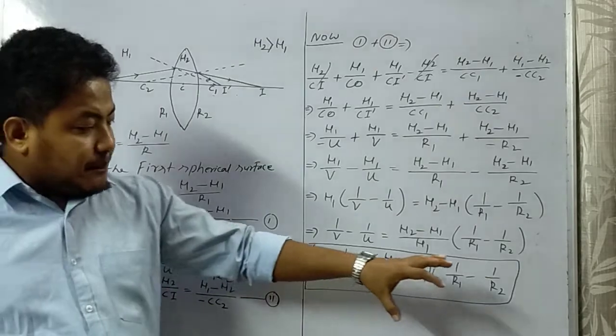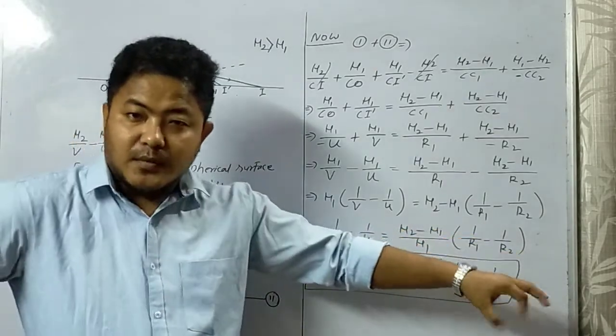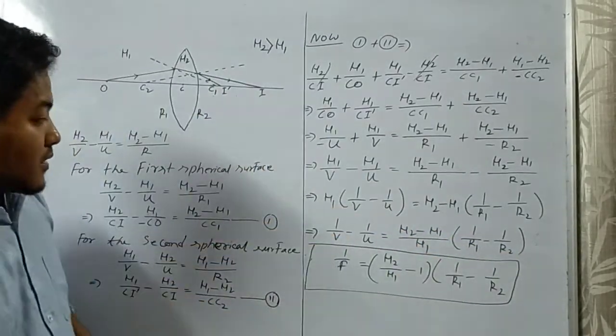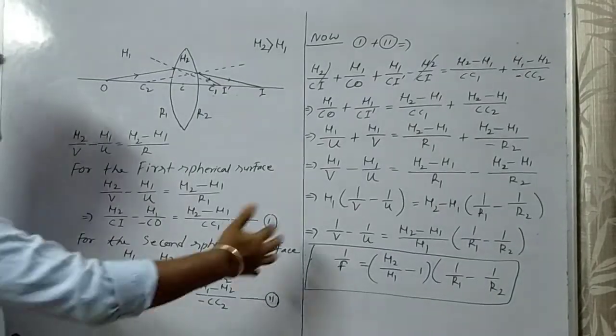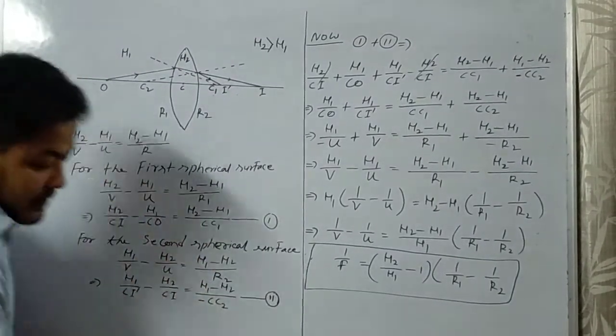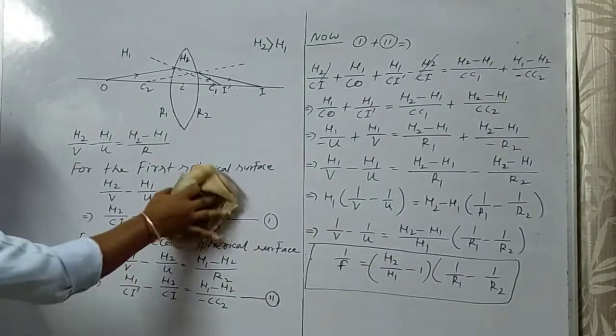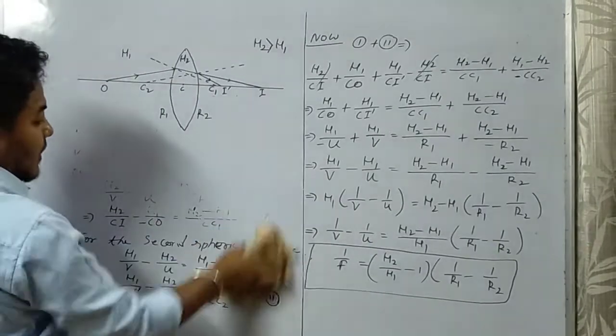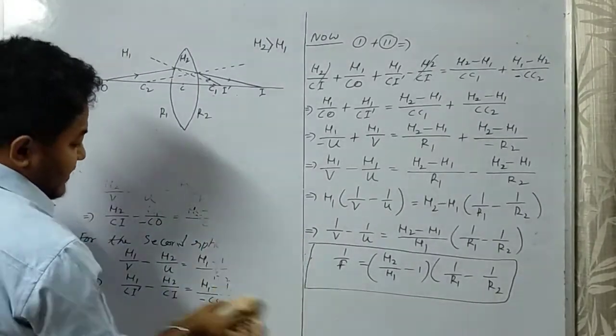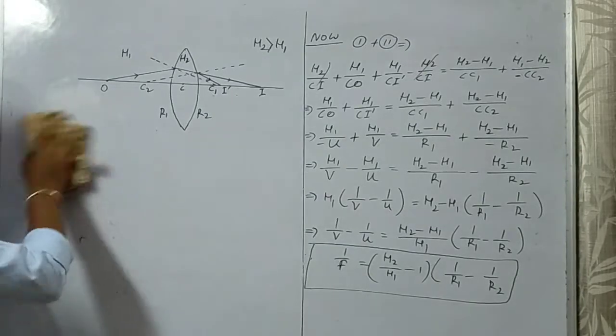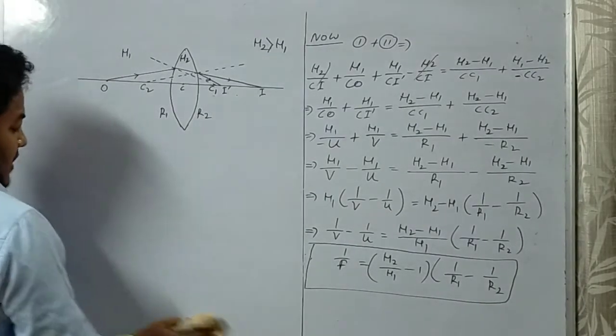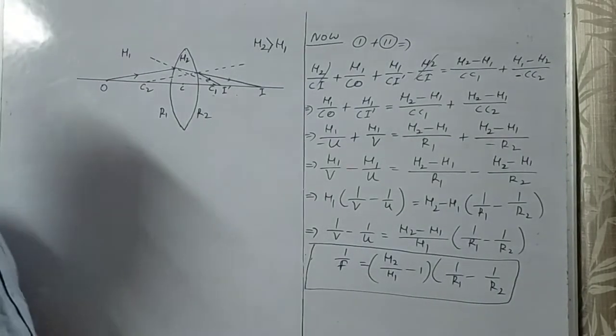But there is a special case in this particular derivation. I'm rubbing this part and I'm writing this here. Lens maker formula derivation is done. This is also a very important topic for first and second year physics. I hope you'll practice at home and try to go through it.